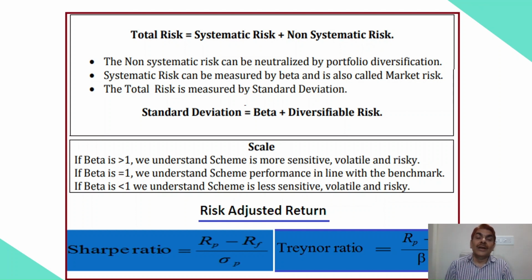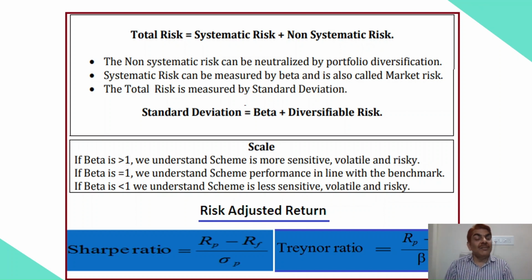You have a scale of beta written there. Beta more than one, of course, is sensitive, volatile, and more risky. And beta equal to one will be risk neutral. And you know, index funds basically have a beta equal to one. We discussed this earlier. And beta less than one is risk averse. They will be less risky.